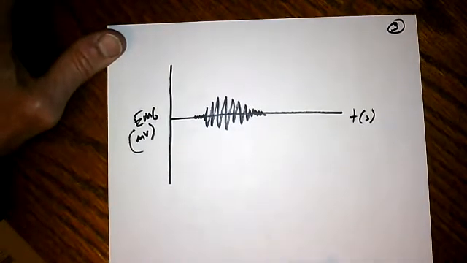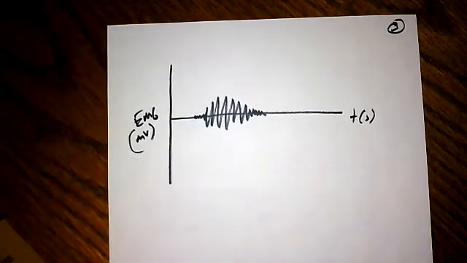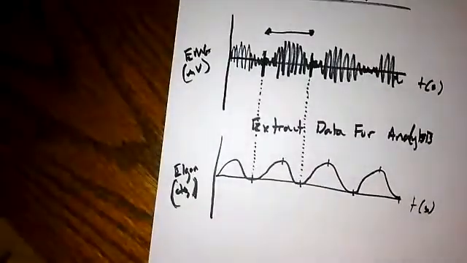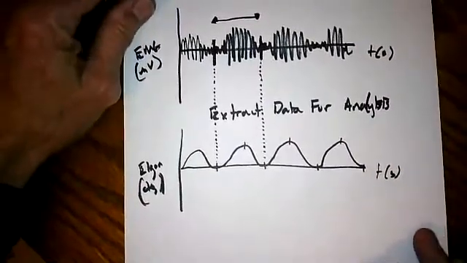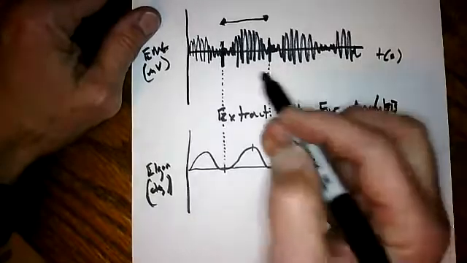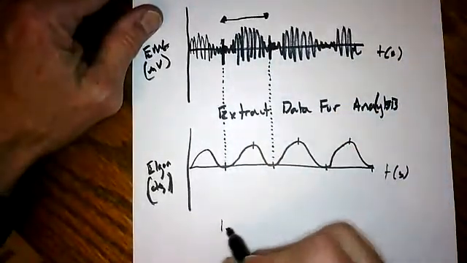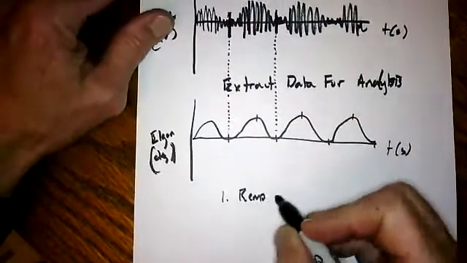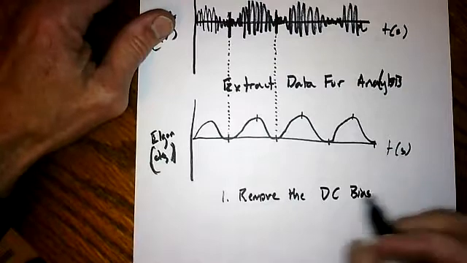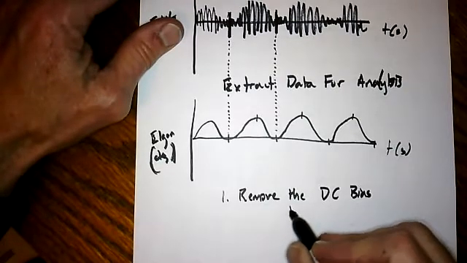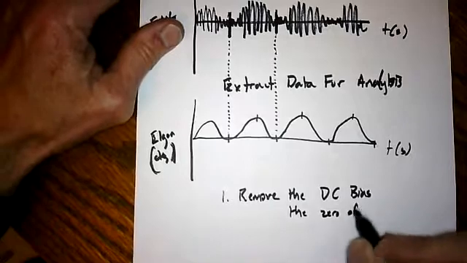There's actually some things I could have done before extracting the data. All right, let me go back in time. What I would do, even at this stage, is I would do two things. Even at this data set right here, the first thing I do is I remove the DC bias. Or another way to say this is remove the zero offset.